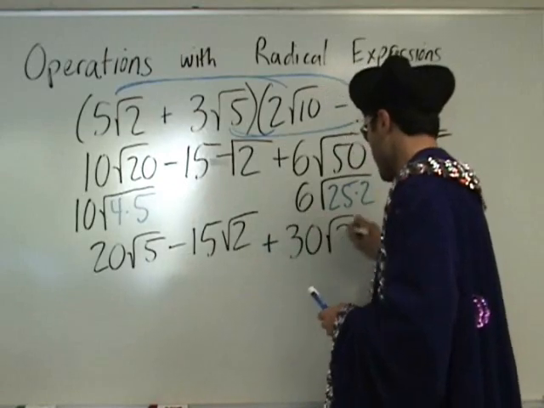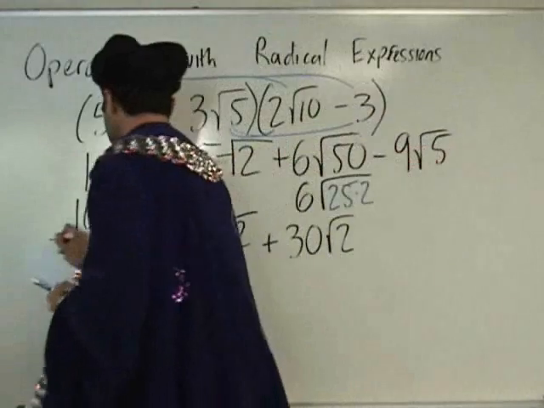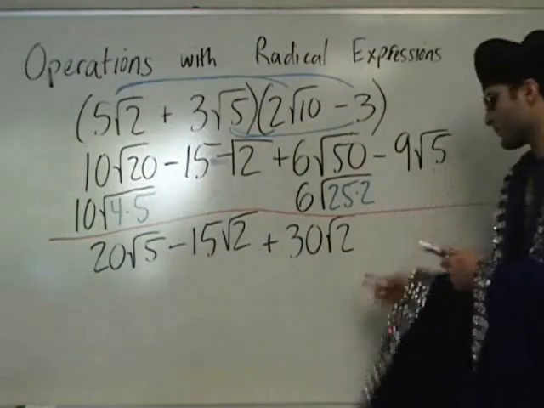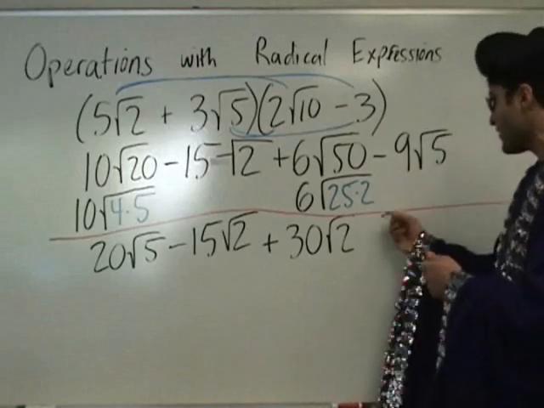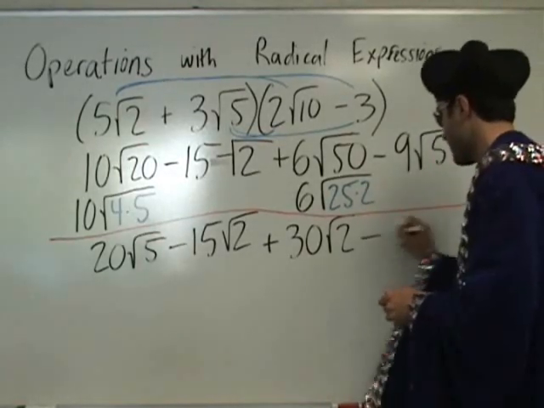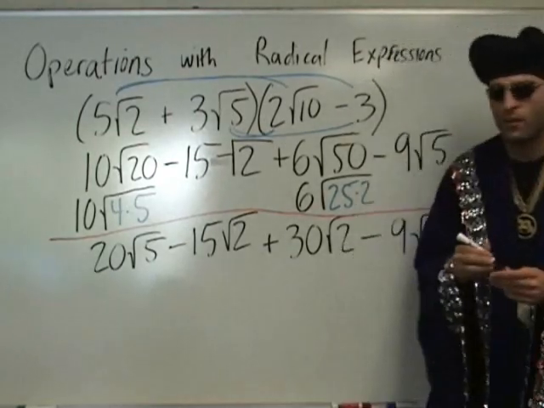30 root 2. Let's get a little line here. Okay, let's get a little separation. And 9 root 5 we agreed can't change, so we're going to write it again. This is good. I hope you guys are, do you feel like this is sticking? Sinking in. I hope it's sticking.